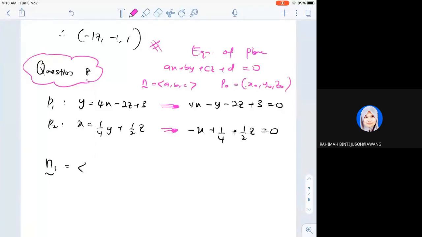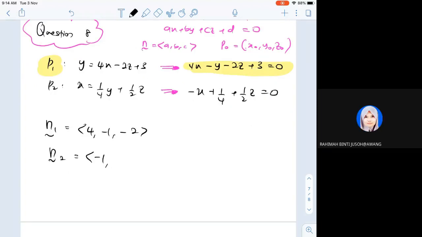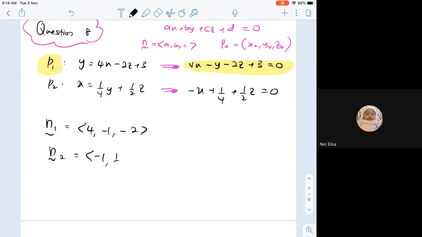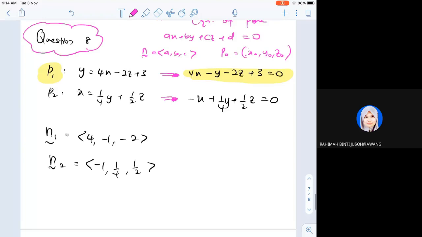So for the first plane, plane yang pertama ni, from this equation, what is the normal vector of the first plane? 4, negative 1, negative 2. Okay, good, well done. And how about the normal vector of the second plane? Negative 1, 1 over 4, so kita tertinggal y, 1 over 4, 1 over 2.